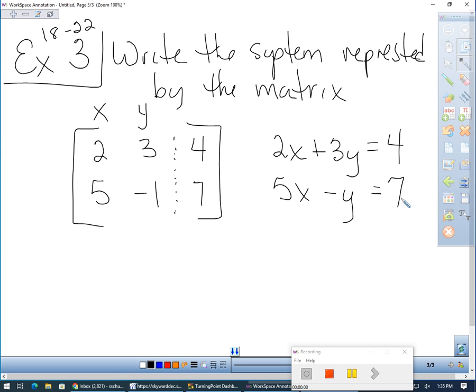We still doing good? All right. So now, if we're still doing good, here's what I want to talk about next, is how we can actually solve a system using this method. All right?